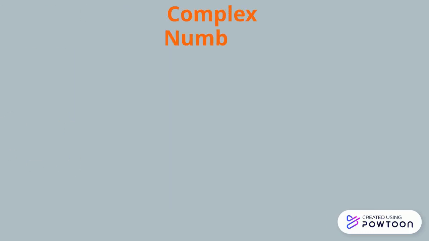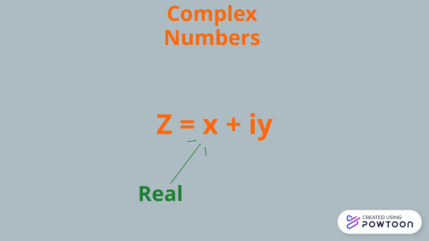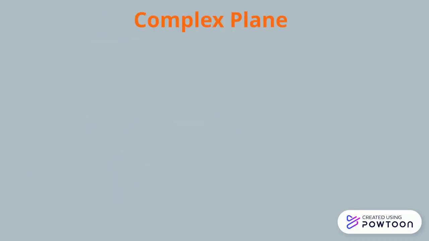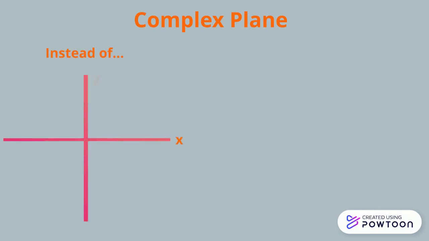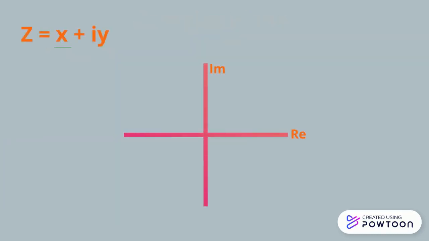A complex number, denoted by the letter z, is equal to x plus iy, where both x and y are real numbers which belong to the complex plane. Instead of working with x and y axes, the complex plane is set up with real and imaginary axes. The value for x is the units of measurement on the real axis, while the value of y is the units of measurement on the imaginary axis.